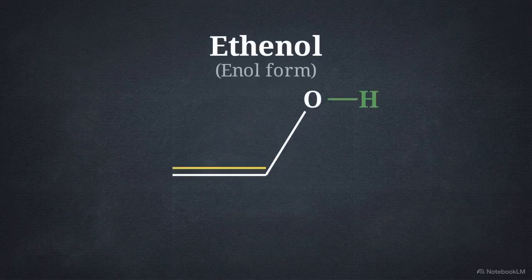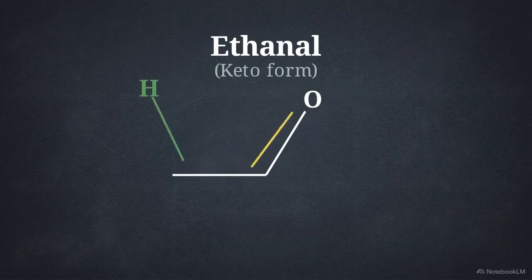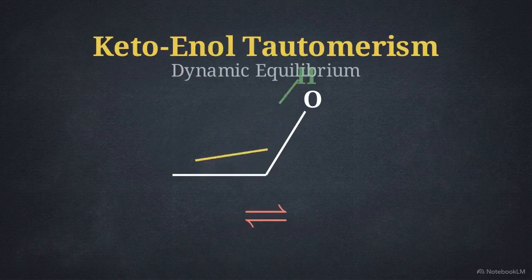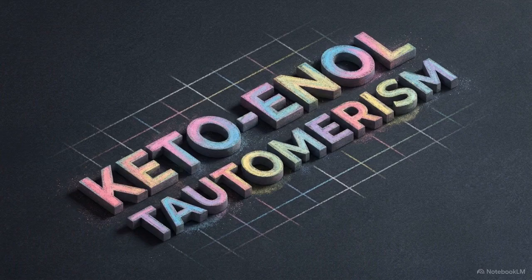Look at this skeletal diagram of an ethanol molecule. Notice how it spontaneously rearranges into a different structure, ethanol. A single hydrogen atom trades places with a carbon-carbon pi bond, bouncing back and forth between states in a continuous dynamic equilibrium. Chemists call this specific molecular dance keto-enol tautomerism.